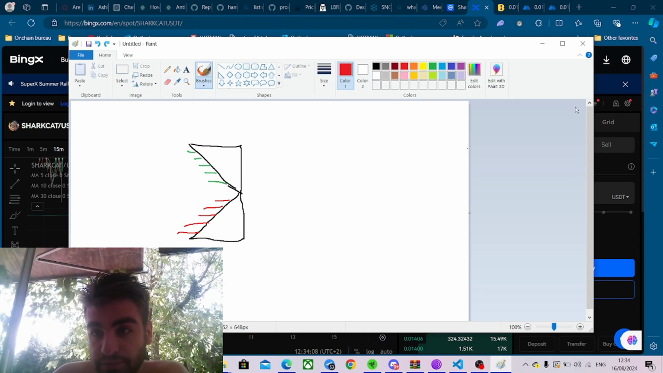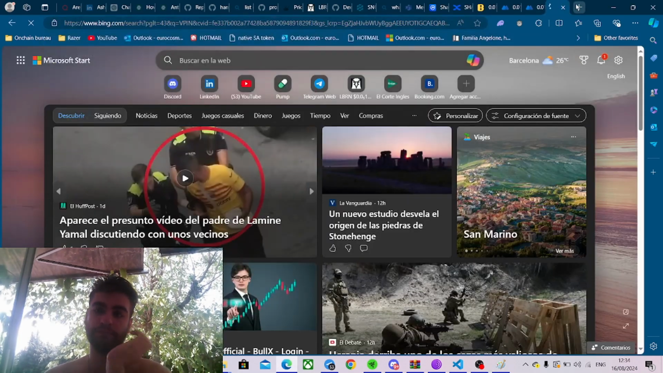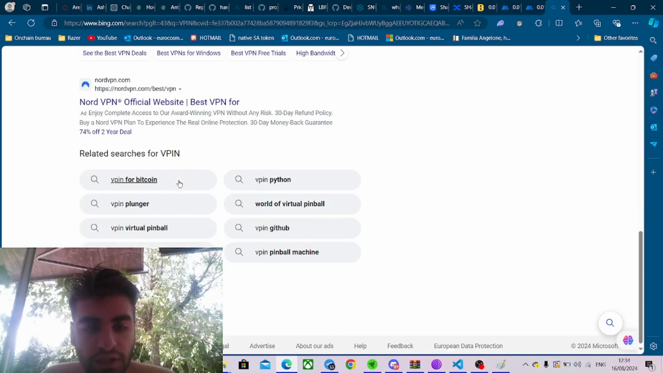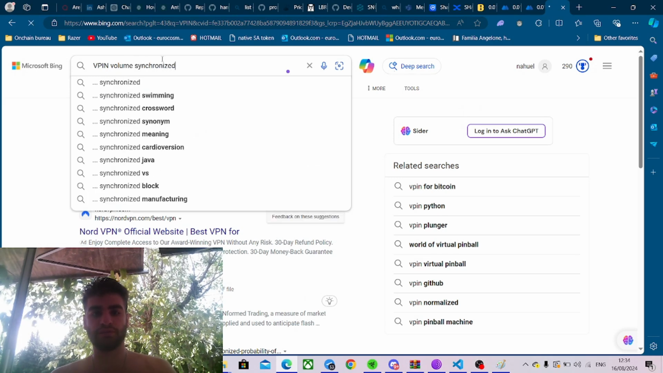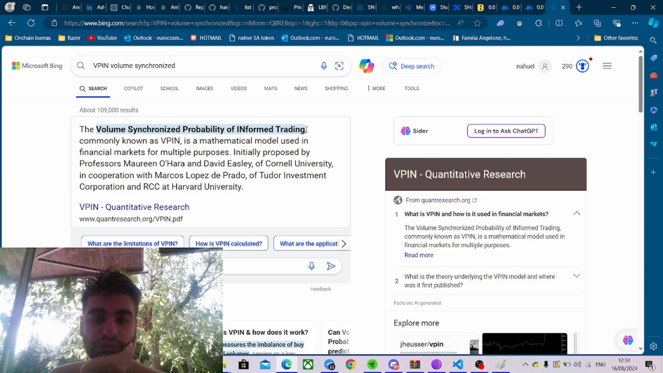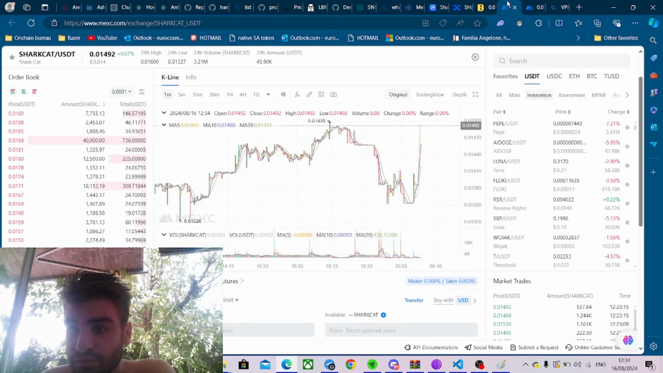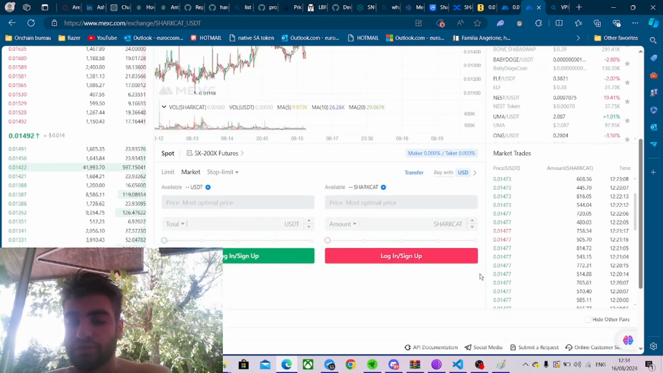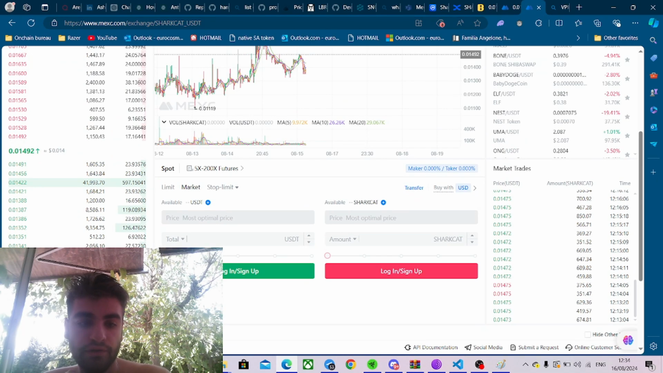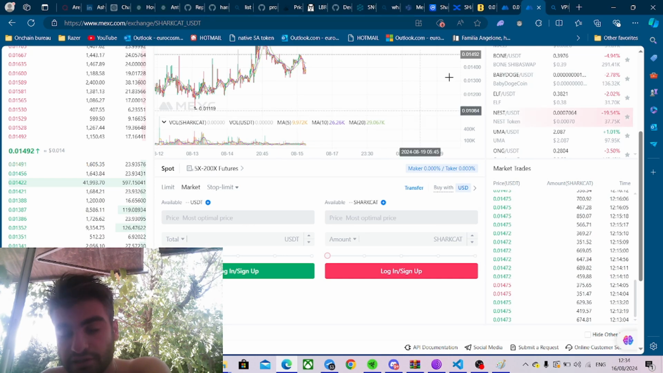So what usually happens is we check out the VPIN, the volume-synchronized probability of informed trading. Summarized, we are trying to calculate the imbalance between the buy and the sell orders, and this data we can gather from the order book. From here, for example, we can see that 60% of the trading is buys and 40% of the trading is sells.